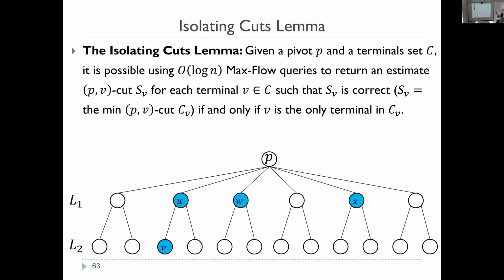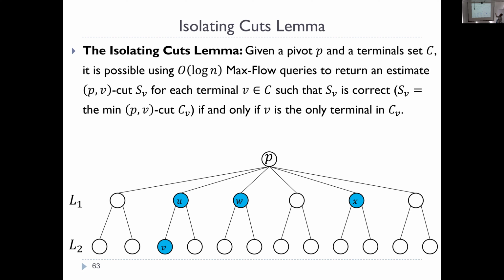Okay, so this is our version of the isolating cuts lemma. I'm not going to prove its full version here; I'm going to show a lighter version that is enough for this example, but you should get the idea. So what does the isolating cuts lemma say? Given a graph, you have a pivot P, and you have a set of terminals C.